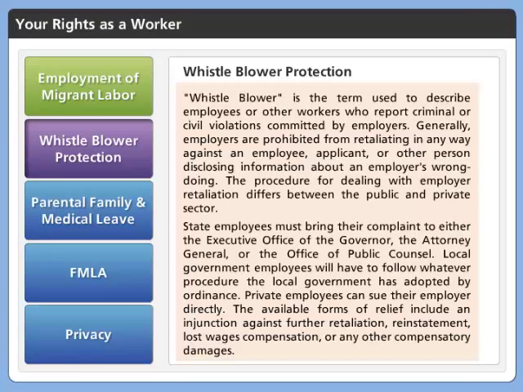State employees must bring their complaint to either the Executive Office of the Governor, the Attorney General, or the Office of Public Counsel. Local government employees will have to follow whatever procedure the local government has adopted by ordinance. Private employees can sue their employer directly. The available forms of relief include an injunction against further retaliation, reinstatement, lost wage compensation, or any other compensatory damages.